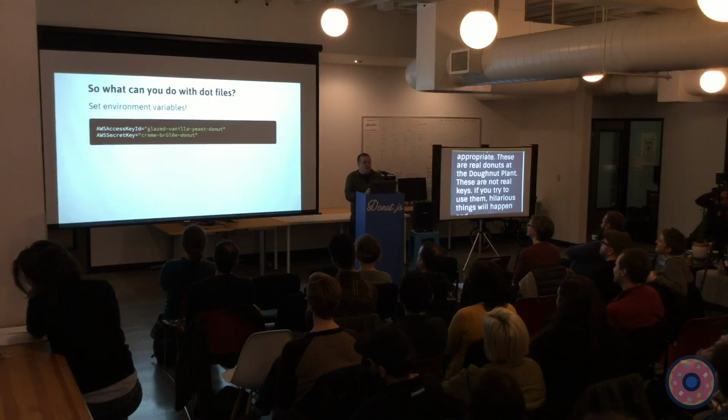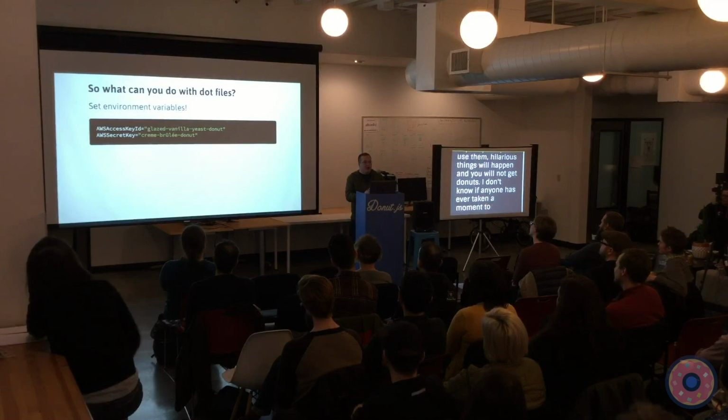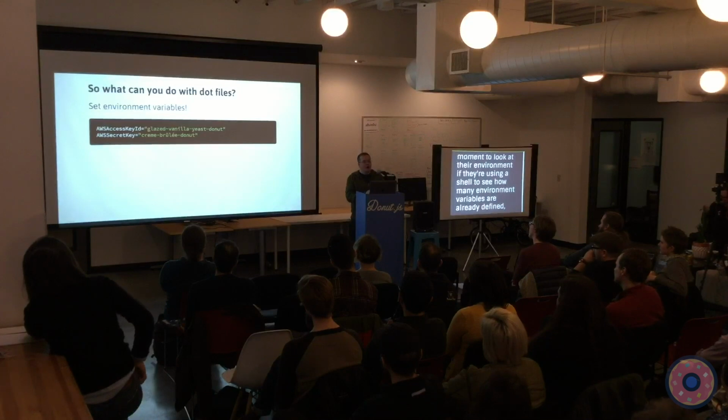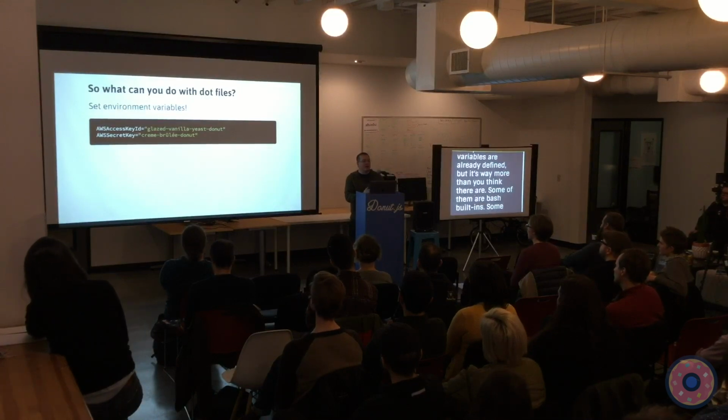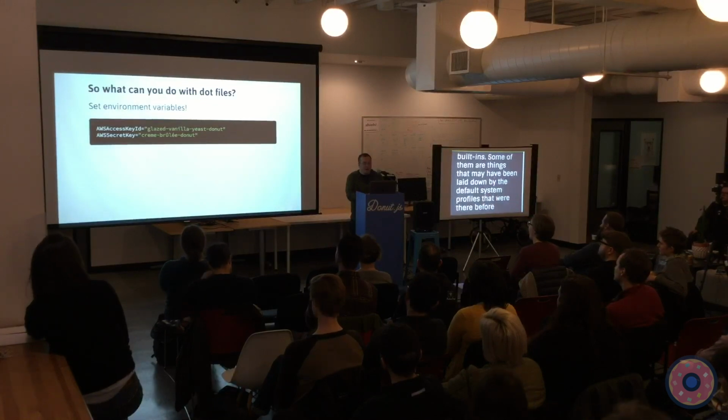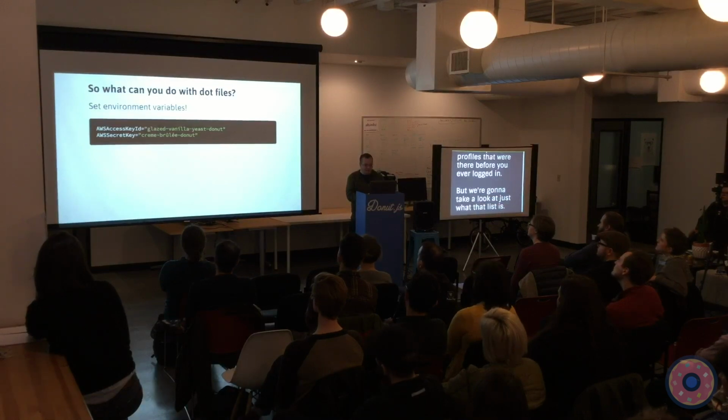So I don't know if anyone's ever taken a moment to actually look at their environment if they're using a shell to see how many environment variables are already defined, but it's way more than you think there are. Some of them are bash built-ins. Some of them are things that may have been laid down by the default system profiles that were there before you ever logged in. But we're going to take a look at just what that list is.